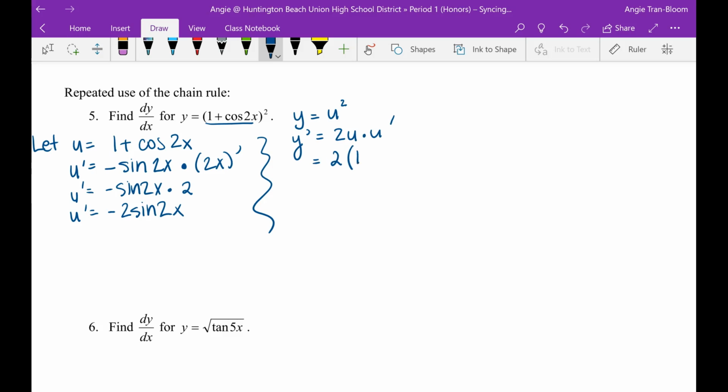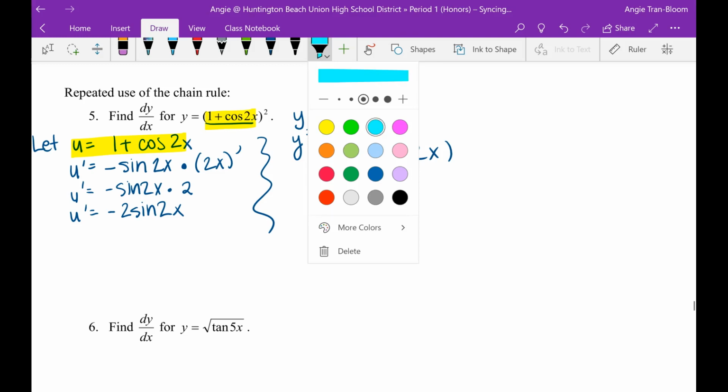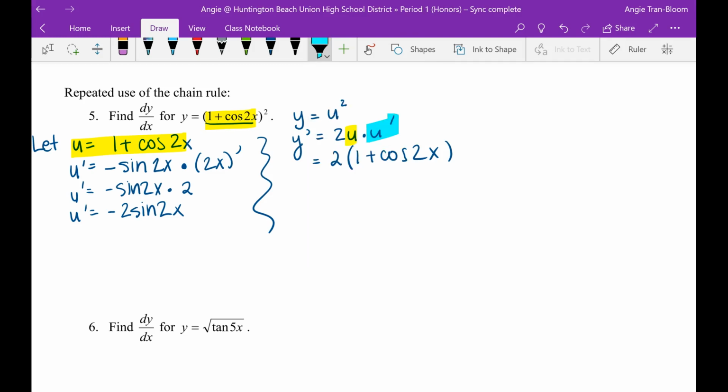Well, u is simply 1 plus cosine of 2x. That came from the inner component. Then u prime is what we had to do on our own. So times u prime, which is now negative 2 times sine of 2x.